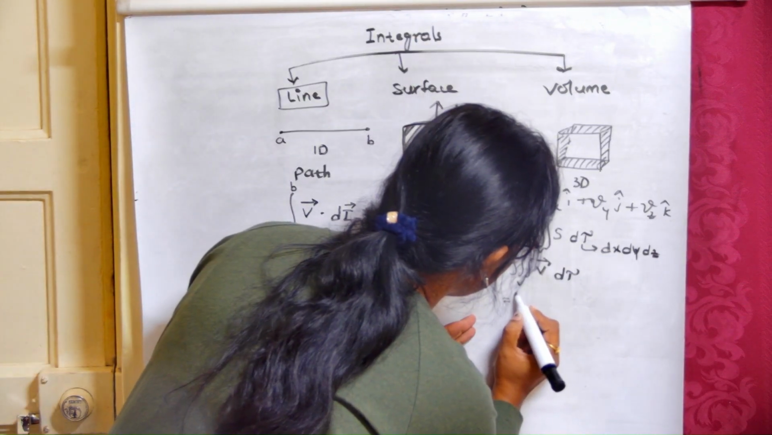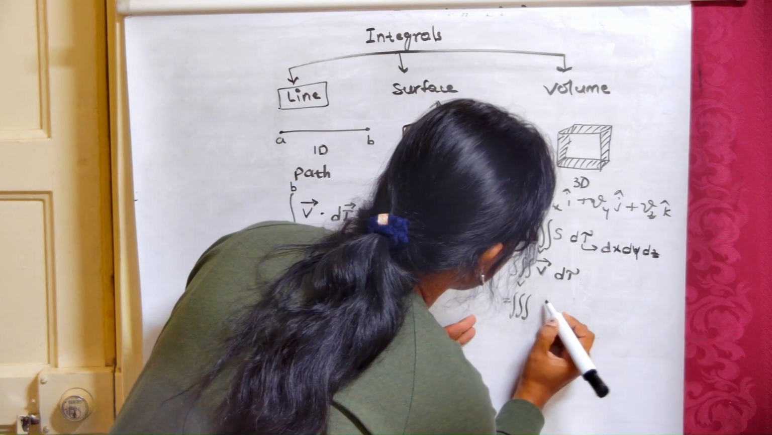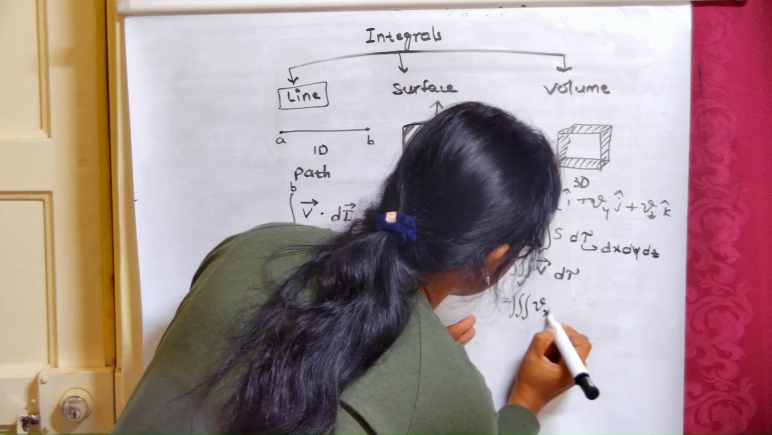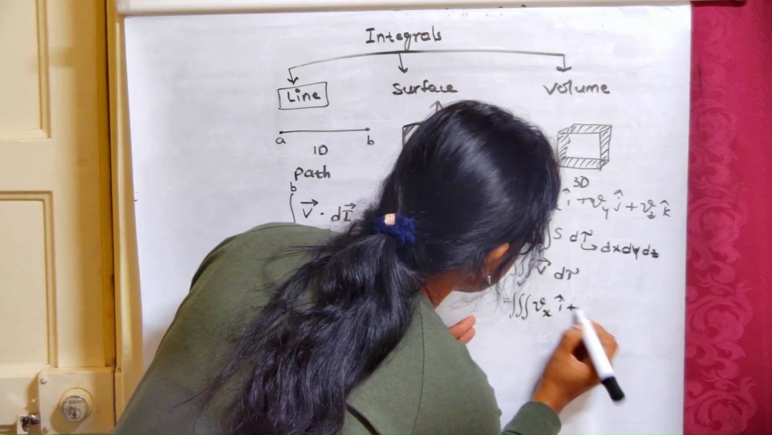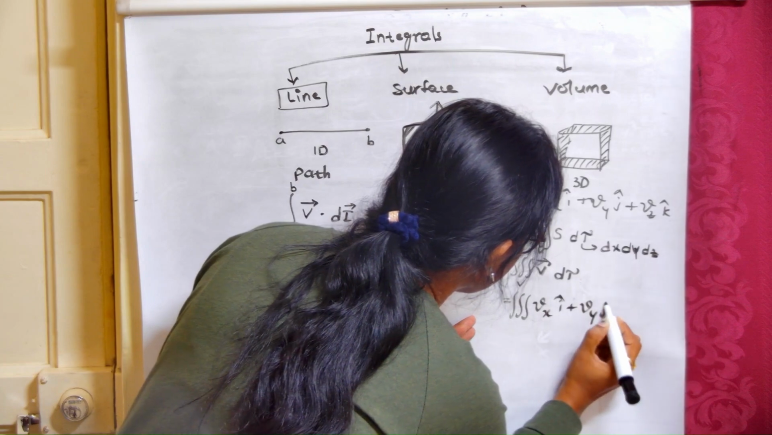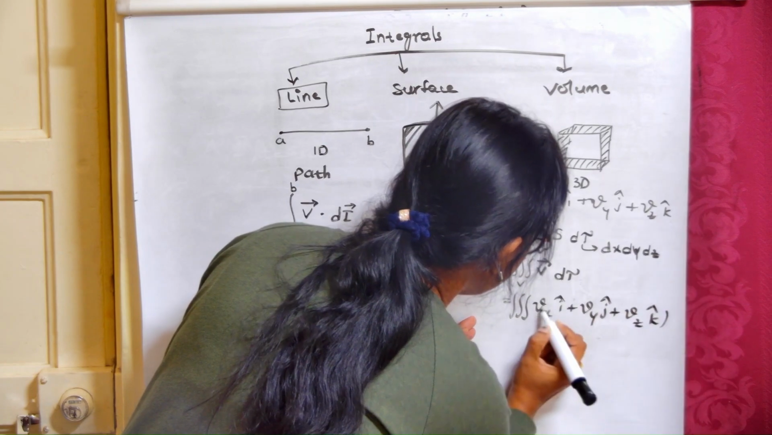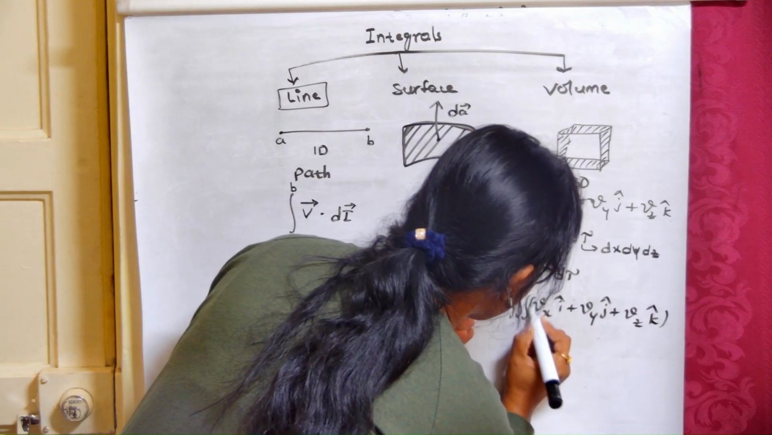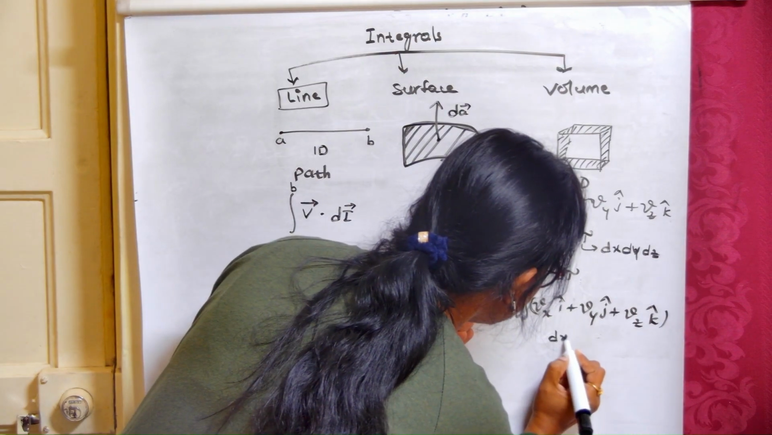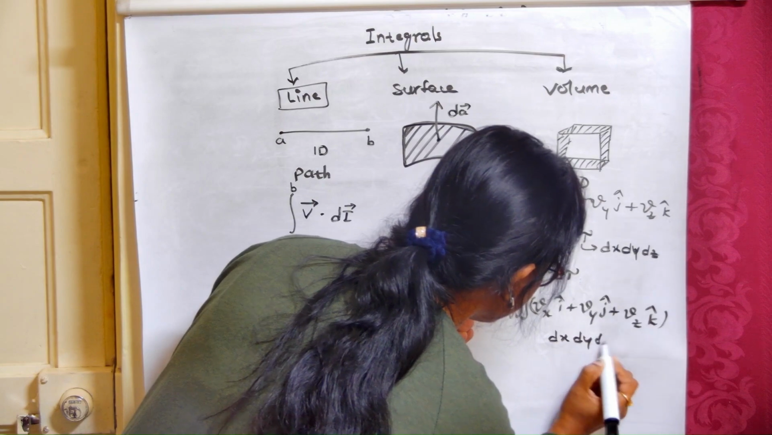So this comes like this: Vx i cap plus Vy j cap plus Vz k cap, with respect to the volume element dx, dy and dz.